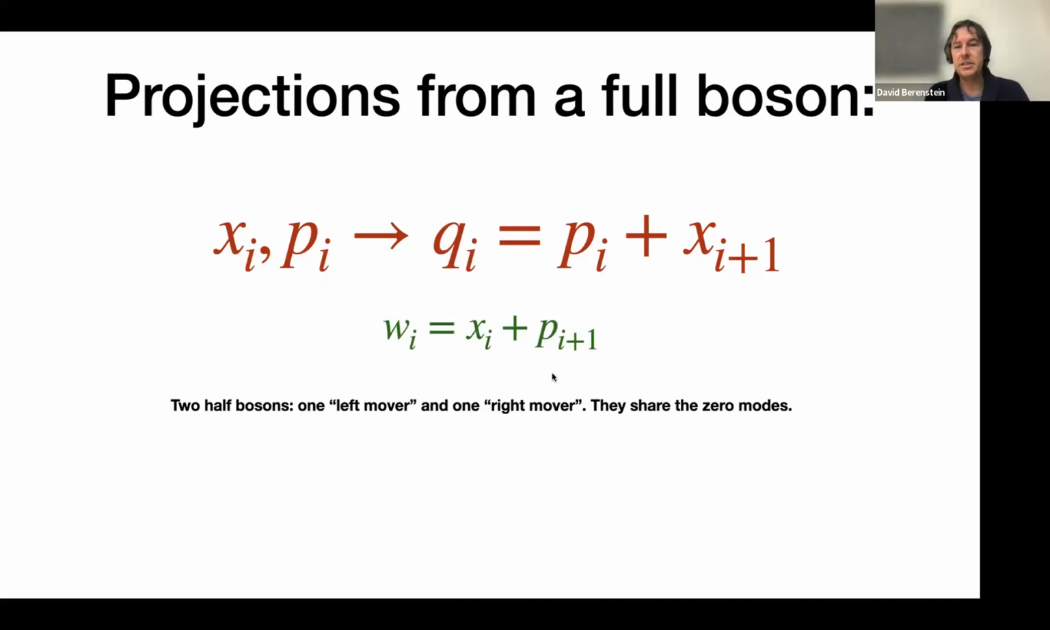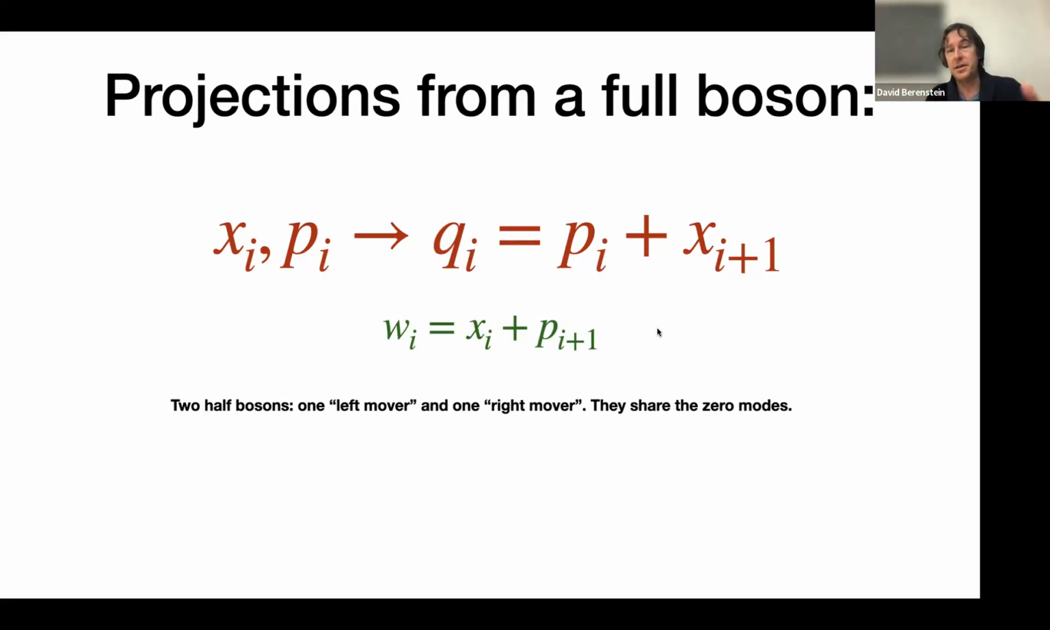So if you start with a full boson, you can extract two half bosons. If I sum the Q's and if I sum the W's, you can see that the sum of all the P's and all the X's are in the Q's, and in the sum of all the W's you also get the sum of all the P's and all the X's. So it turns out that the Q and the W share the zero modes. You start with a full boson, you build two half bosons, and the two half bosons share their zero modes, and what you throw away is the canonical conjugates of the zero modes.